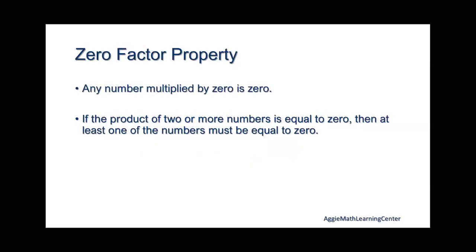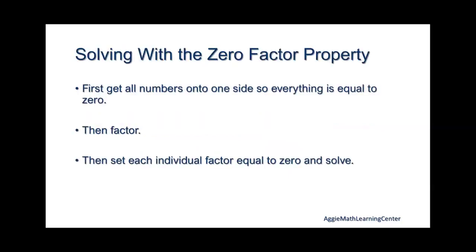And what that is just saying is that any number multiplied by 0 is 0. If the product of two or more numbers is equal to 0, then at least one of the numbers must be equal to 0. How this can come into play is when we have something factored equals 0. If we can set x to equal 0 for one of those factors, then that is a solution for x, and another solution would be for the other factor. As long as one of those equals 0, if it's multiplied by everything, the answer is 0.